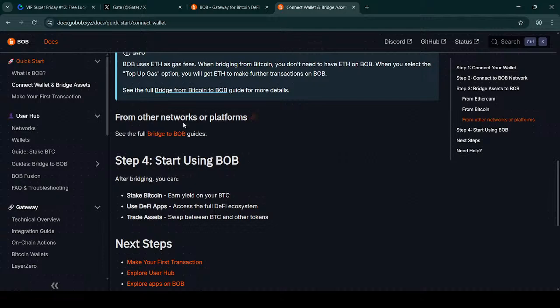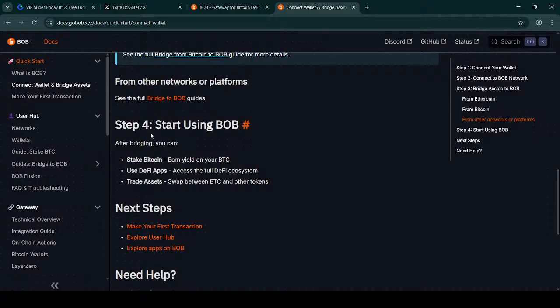For other networks or platforms, this is the BOB guideline. Step four: start using BOB. After bridging, you can earn yield on BTC, use DeFi, and access the full network ecosystem, trading, swapping BTC and other tokens, guys.